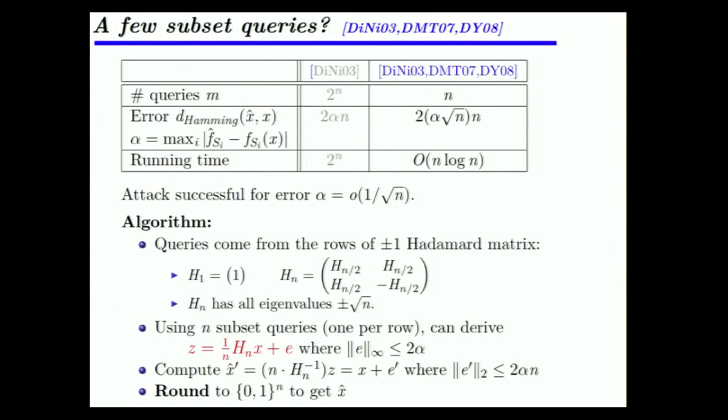I get back x plus some other error vector e prime, which is just e multiplied by the inverse of the Hadamard matrix. Because I've controlled the eigenvalues of the Hadamard matrix, I know exactly how much the length of e can be blown up by. That allows me to analyze this rounding procedure in a very simple way and figure out that if the error is below 1 over square root of n, then again, x hat will agree with x in almost all the positions.